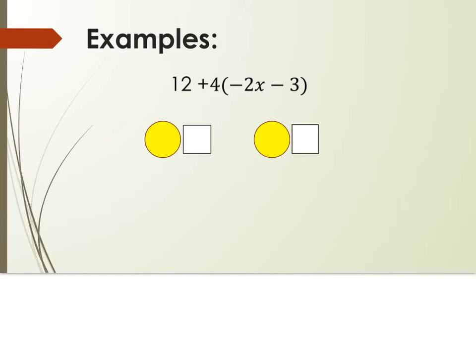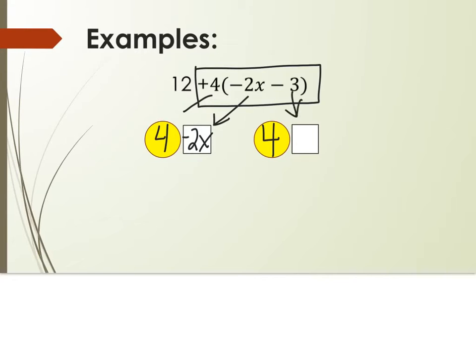Let's look at 12 plus 4 times the quantity of negative 2x minus 3. You will notice that we need to combine and distribute as well. You distribute first. We are going to share the positive 4, so we'll put those into the yellow circles. Then we bring down the negative 2x and the negative 3.